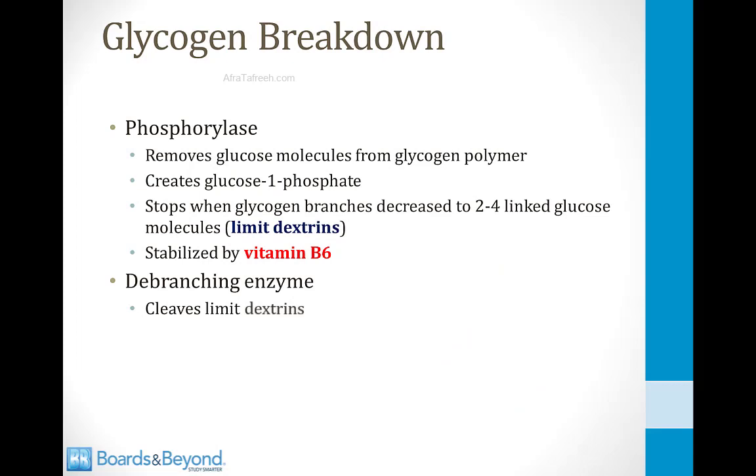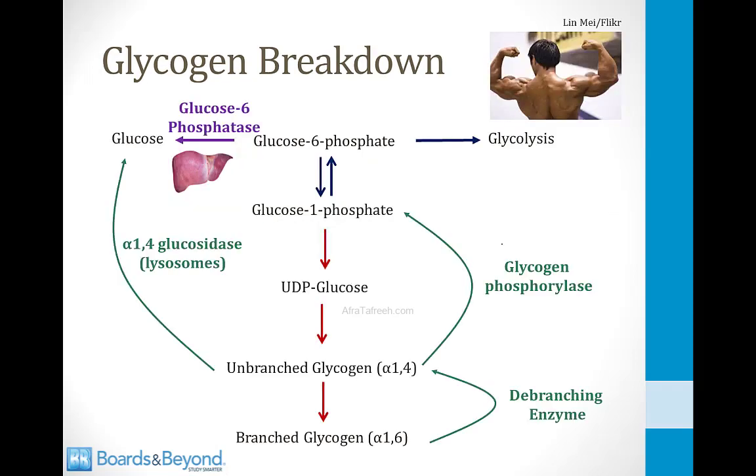Now, let me talk in a little bit more detail about the two enzymes that break down the glycogen polymers. The first enzyme is called glycogen phosphorylase, and as we saw before, this removes glucose molecules from the glycogen polymer and creates molecules of glucose 1-phosphate. If we go back to the previous slide, glycogen phosphorylase is here, breaking down those 1,4 linkages into glucose 1-phosphate.